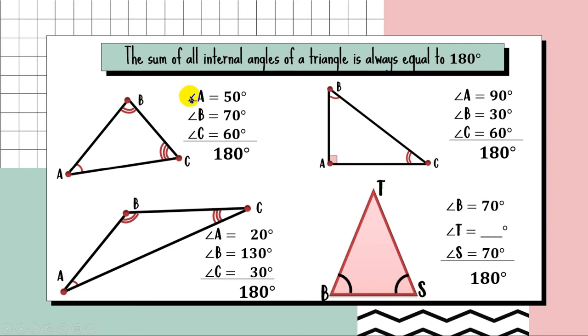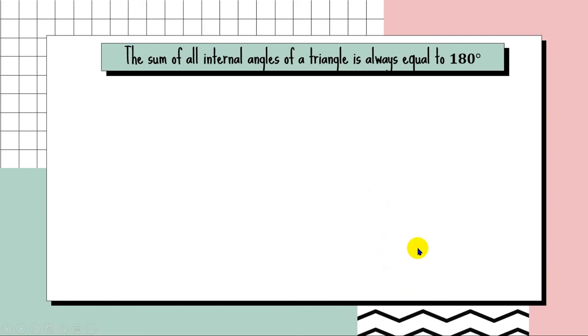Again, the property of the triangle is that the sum of all internal angles of a triangle is equals to 180 degrees. Ilan na lang ang matitira for angle T kung ang first angle is 70 degrees at yung ating third angle is 70 degrees din. 70 plus 70 is 140 subtracted from 180. The answer is, okay, 40 degrees na lang po si angle T. Okay? Another one. So, again, triangle BTS.